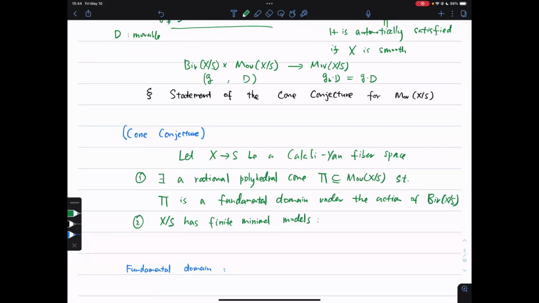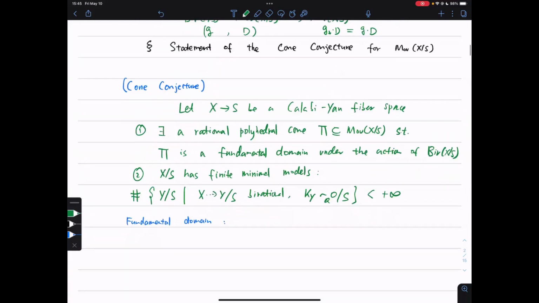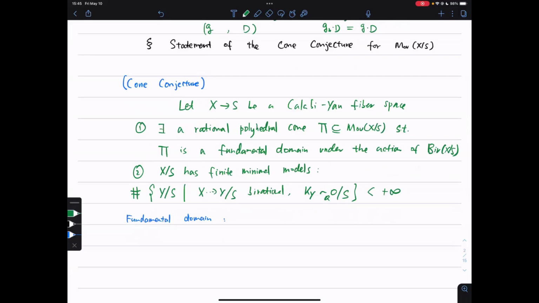By this, I mean the following. We consider the set of Y over S which are birational to X, and also K_Y is linearly trivial over S. We consider all such varieties, and the number of such varieties is finite up to isomorphism. So these are the statements of this cone conjecture.